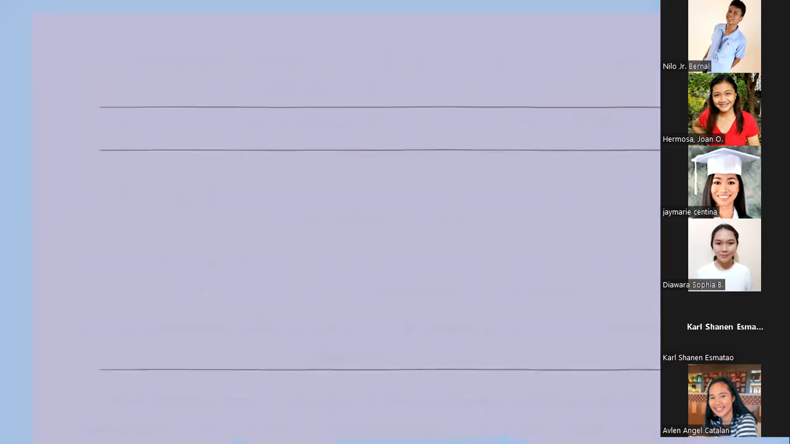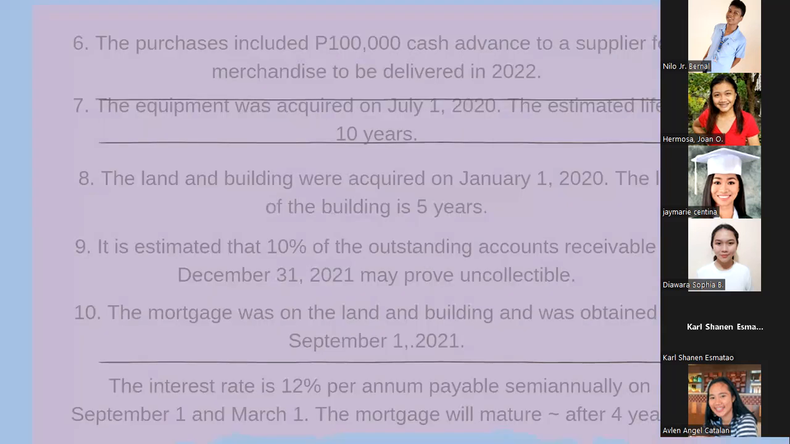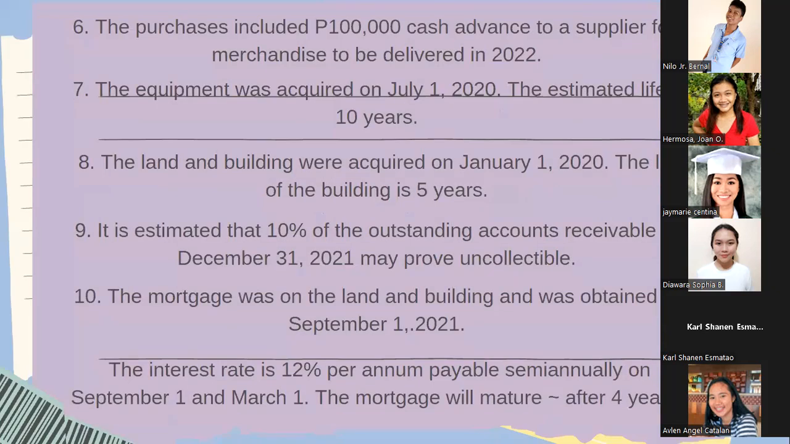Number 10, previous slide, please. The mortgage was on land and building and was obtained on September 1, 2021. The interest rate is 12% per annum, payable semi-annually on September 1 and March 1. The mortgage will mature after 4 years. Next.